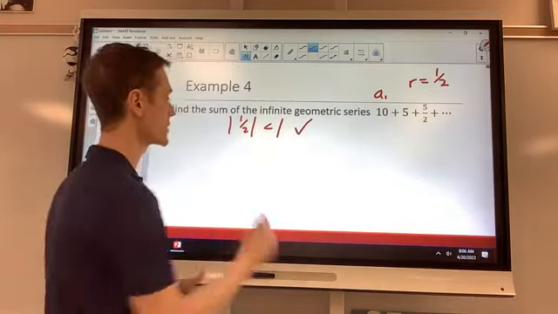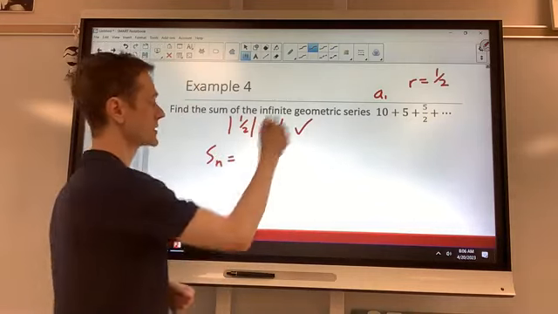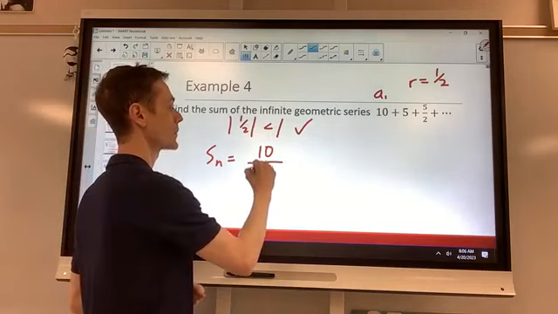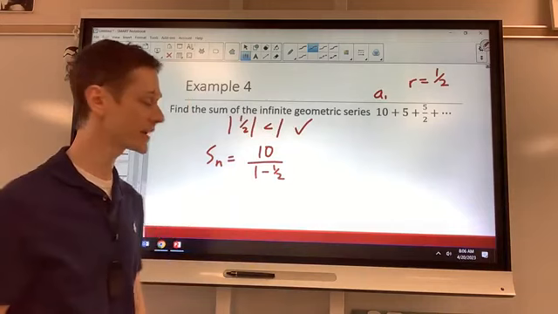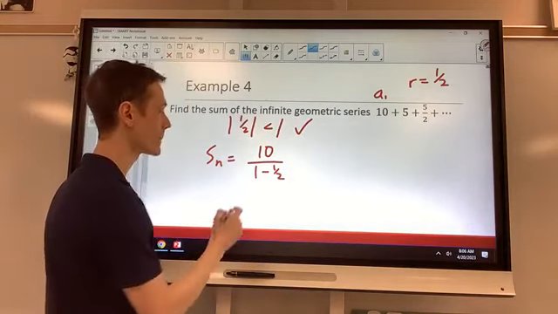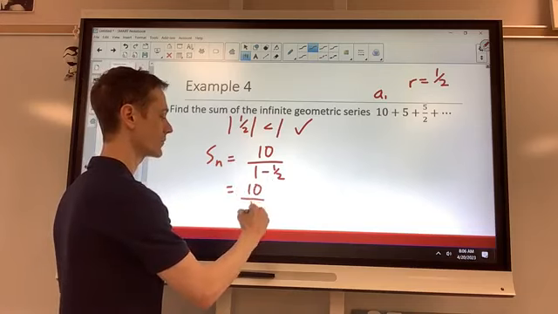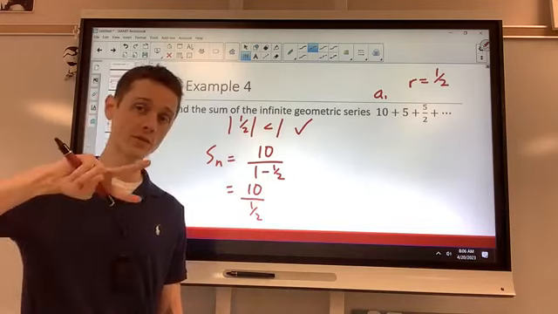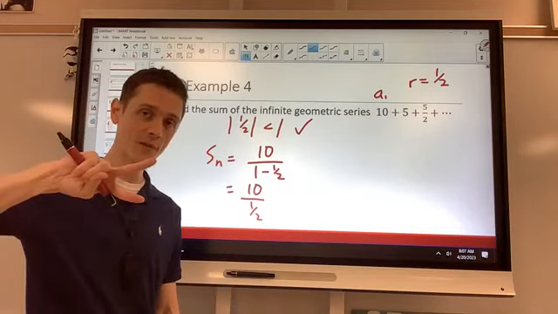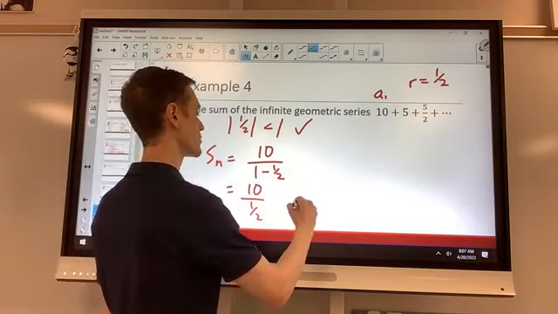That's good. So this time I can go ahead and write that s sub n equals the first term over 1 minus r. So this one's a lot easier to work with. You don't have as many exponents or anything to deal with. That's what makes the other one so hard. Well, 1 minus 1/2 is just 1/2. And then don't forget that instead of dividing by 1/2, you can multiply by the reciprocal. So instead of thinking of it as divide by 1/2, think of it as multiplying by 2. So this would just be the same as 10 times 2 over 1, which equals 20.